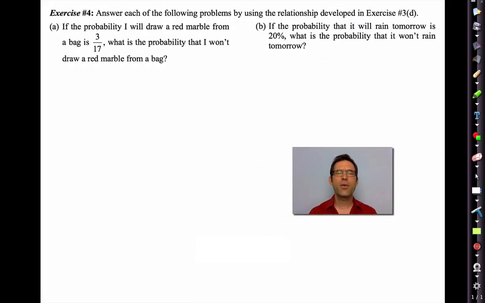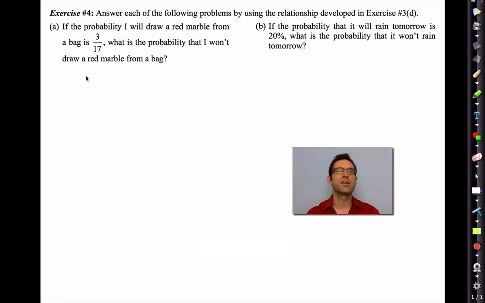All right, now that idea that the probability of an event plus the probability of its complement equals 100%, or 1, is something that we use all the time. So let's take a look at that in exercise 4. It says answer each of the following problems by using the relationship developed in exercise 3D. In other words, the probability of an event plus the probability of its complement is equal to 1.